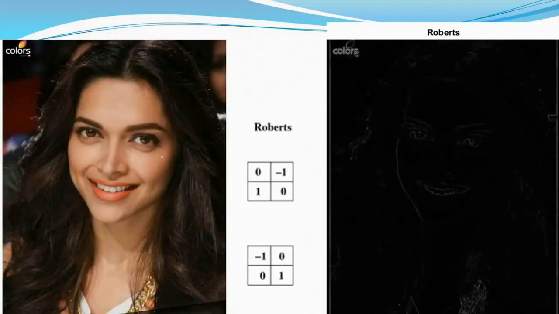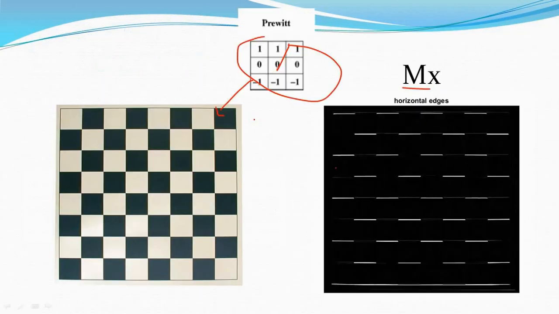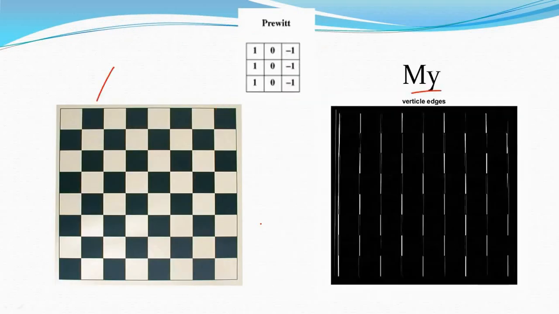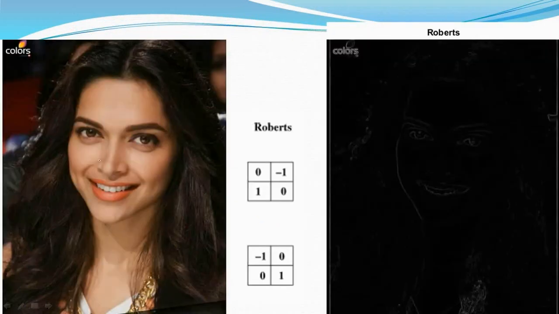Also here I will tell you the difference between Roberts, Prewitt and Sobel operators. So let us see why these three different operators are used and what the differences are between them. Here you can see this is an image. If I apply Roberts mask on this image, I get this particular output.